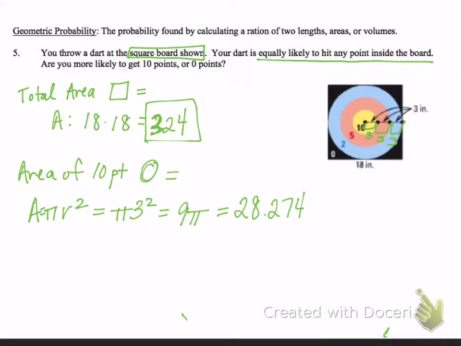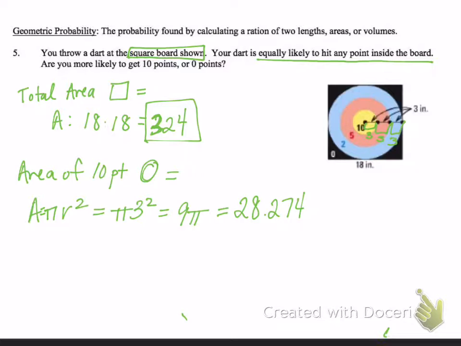And what is the last thing that I need to find? Because I'm comparing the area of the 10-point circle to the area of 0 points. How could I get the area for 0 points, like the stuff on the outside? Subtract the area of the box by the area of the big circle. Yeah, so I want to find the area of the big circle, and then if I subtract it from the square, then that leaves me with all this stuff on the outside.